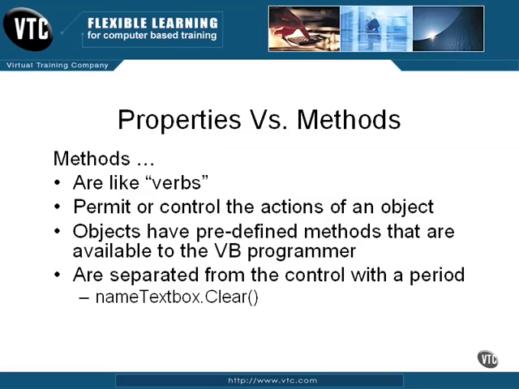When using them in code, they look similar to a property in that they are separated from the control with a period or a dot. For example, NameTextBox.Clear. In this example, NameTextBox is the control name and Clear is the method. What Clear does in this case is delete the contents of the text box.